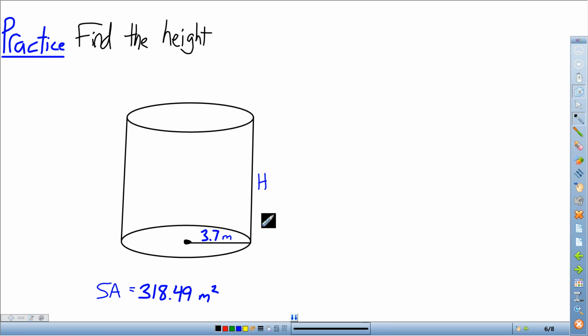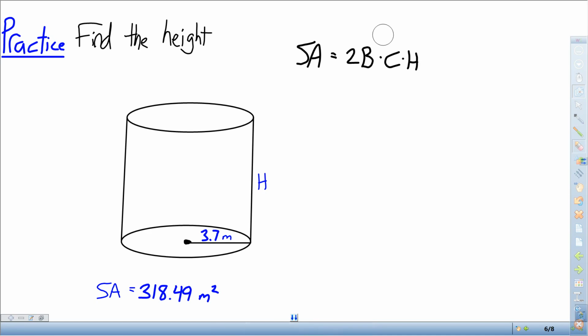So go ahead and do the same process here, finding the height of this cylinder with this radius and this surface area. Again, I would start by plugging it in to this formula here. All right, start by plugging in the surface area, plugging in the formulas for the capital B and the C, and then solving for height. Try it out. Okay, and sorry, this should be a plus sign.